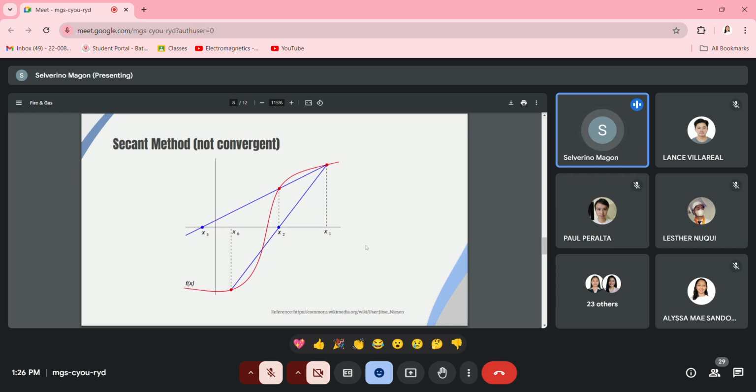Take for example the following graph, plotted again in red here, and we have an initial guess at x0 and x1 right here. So the first secant line is projected in between those two points, and after the first iteration, we have a new solution x2 right here.